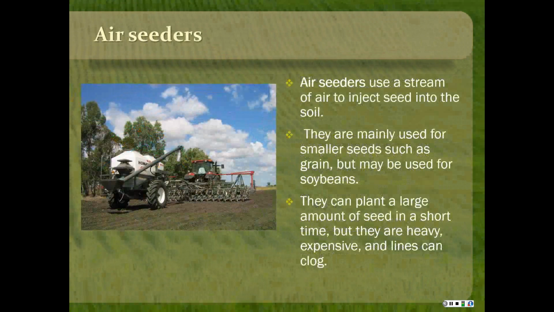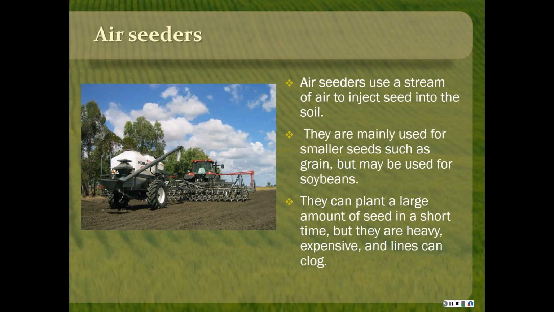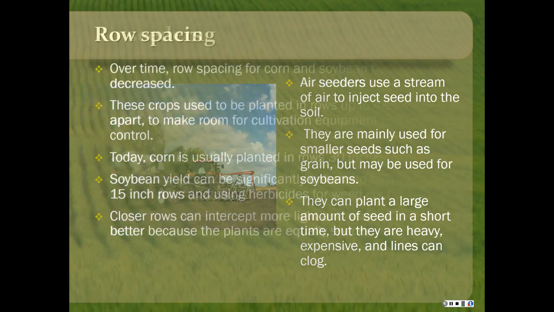And then air seeders are fairly new in relation to some of the others. They basically use a stream of air to inject the seed into the soil. And they're mainly used for smaller seeds like grains, but they can be used for soybeans. One advantage is they can plant a large amount of seed in a short time, but they're heavy, expensive, and the lines can clog. And some of those things are being improved as newer models come out.